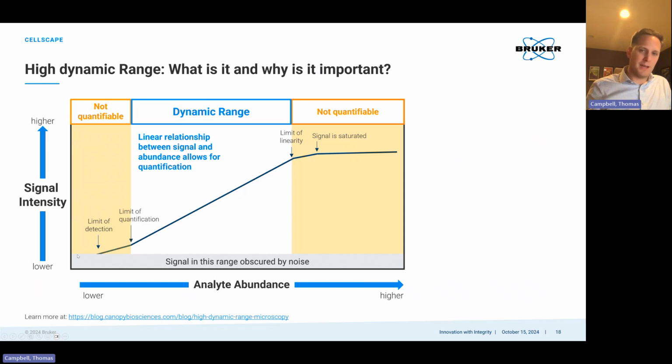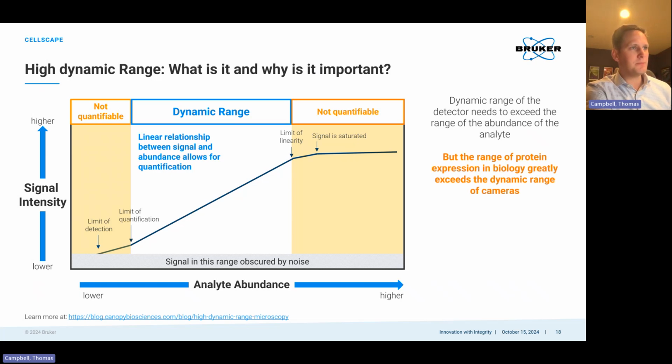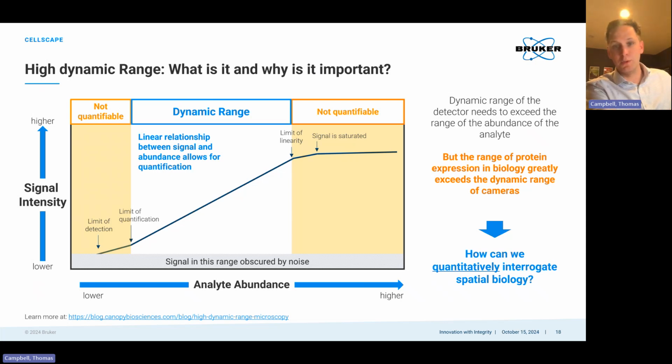And it's really important that if you want to have a truly quantitative assay, then the dynamic range of your assay, this linear detection range here, must exceed the range of whatever abundance of analyte you're interested in measuring. But in the case of protein expression, we know that the range of protein expression, the range between the lowest expressors and the highest expressors exceeds the dynamic range of the best camera that you can buy. And so the question is, how do we quantitatively interrogate proteins then using imaging, using cameras?